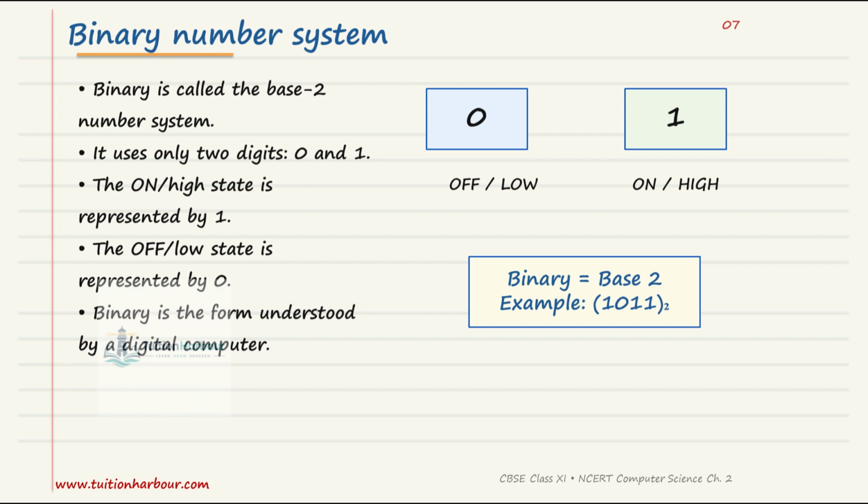Binary is the base 2 number system. It uses only 0 and 1. In digital circuits, 1 can represent an on or high state and 0 an off or low state. Computers understand information in this binary form.